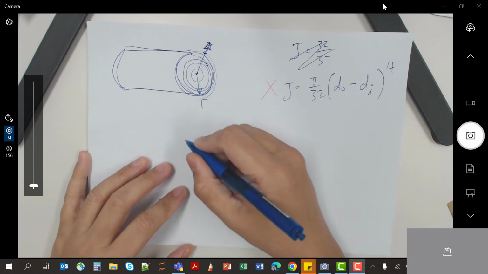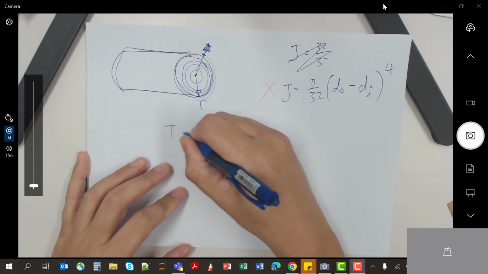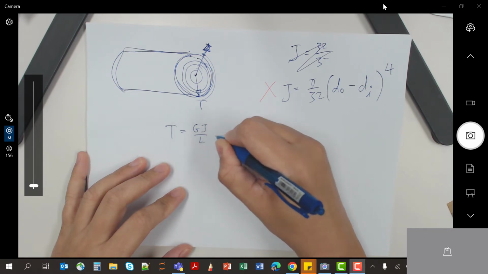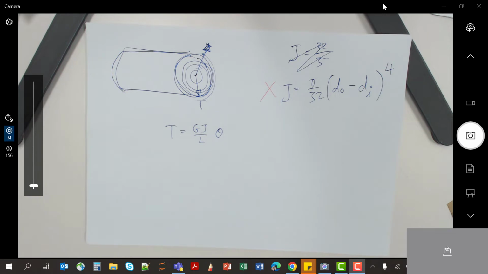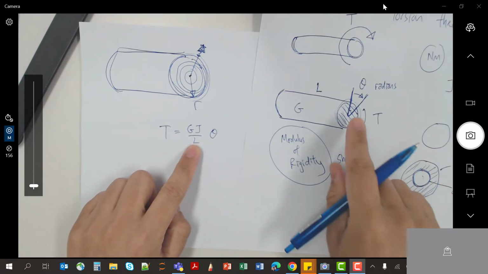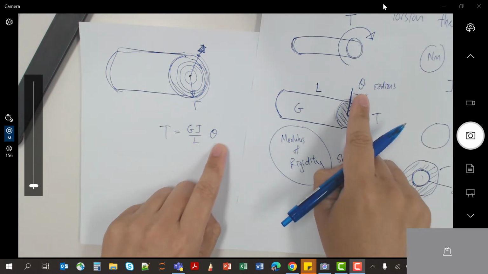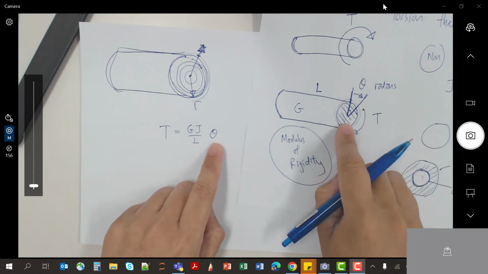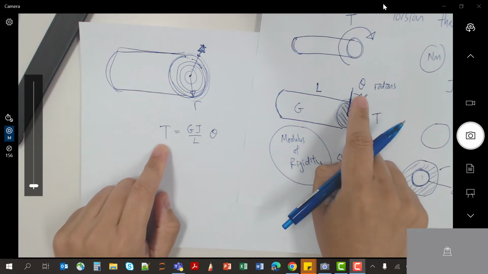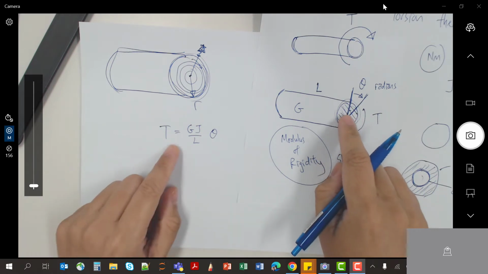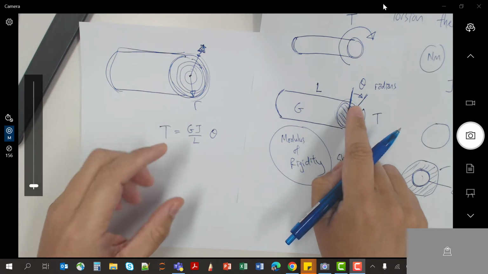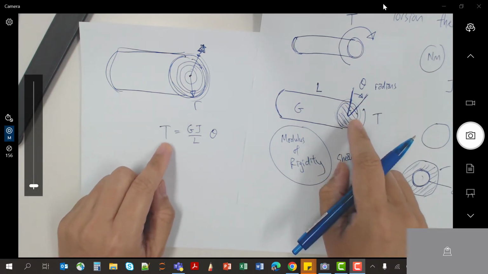So the first formula that you will get to use is this one: torque T equals GJ over L times theta. This actually means, for a certain angle that you twist, how much torque do you need to produce that angle of twist? So let's say if I want to twist 30 degrees, how much torque do you need to twist?